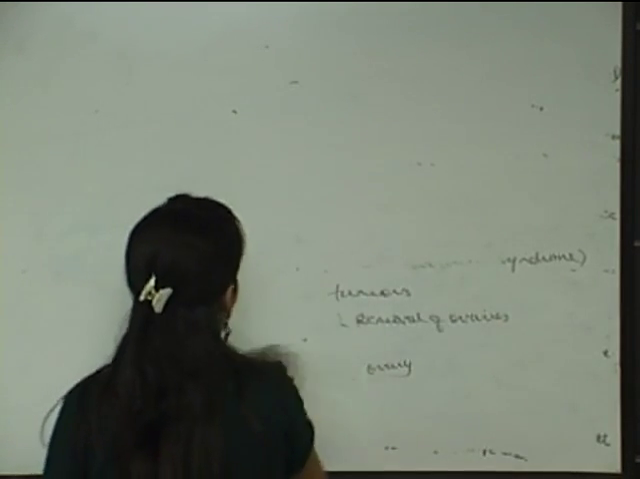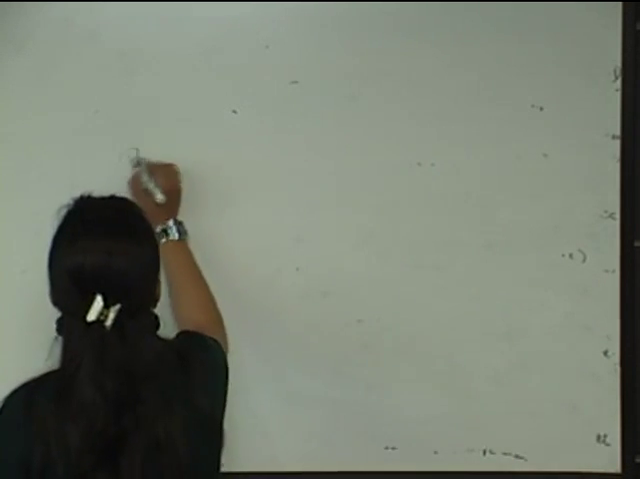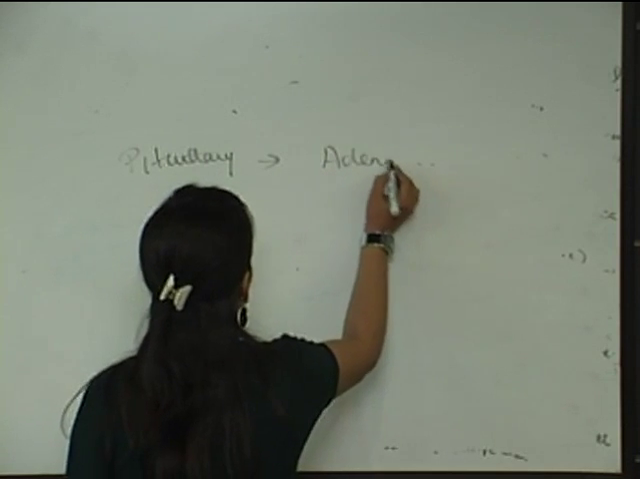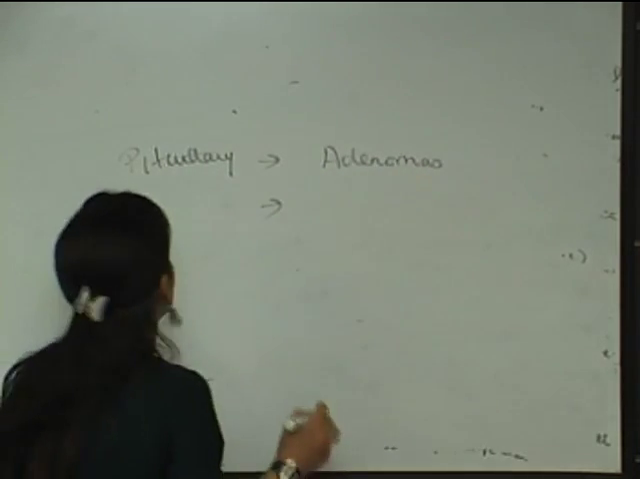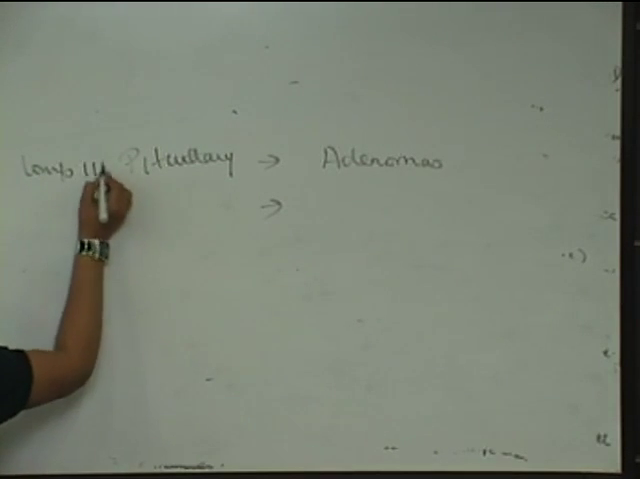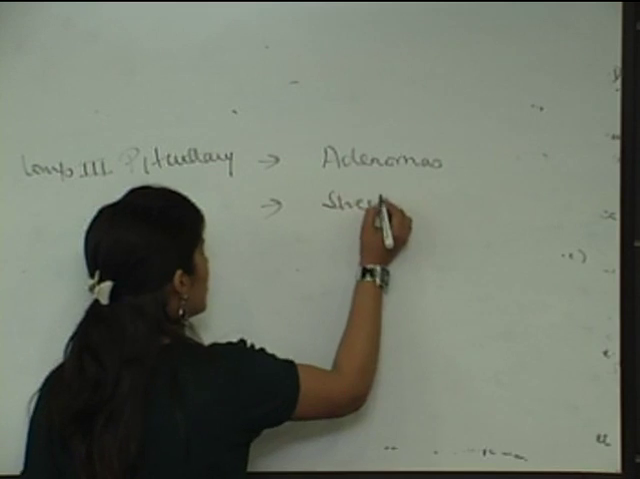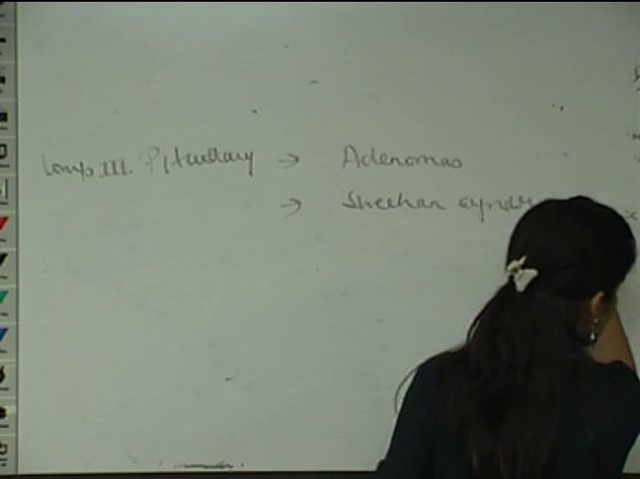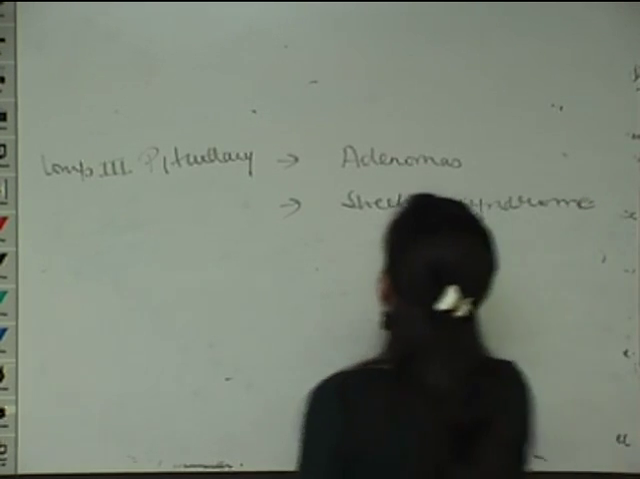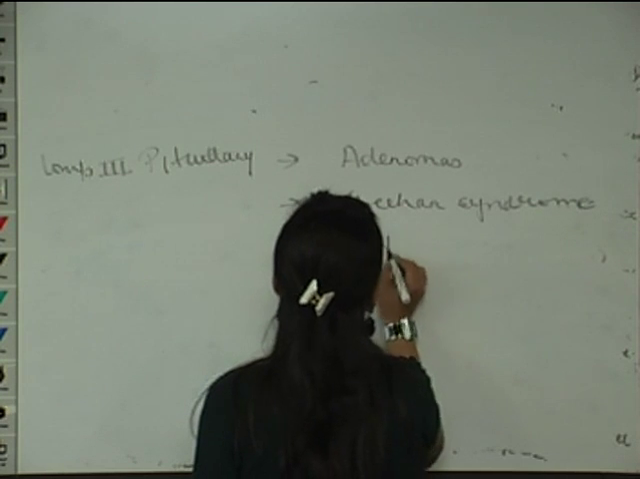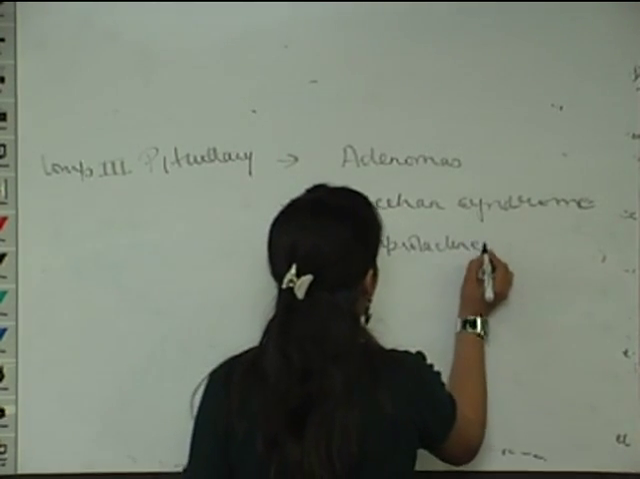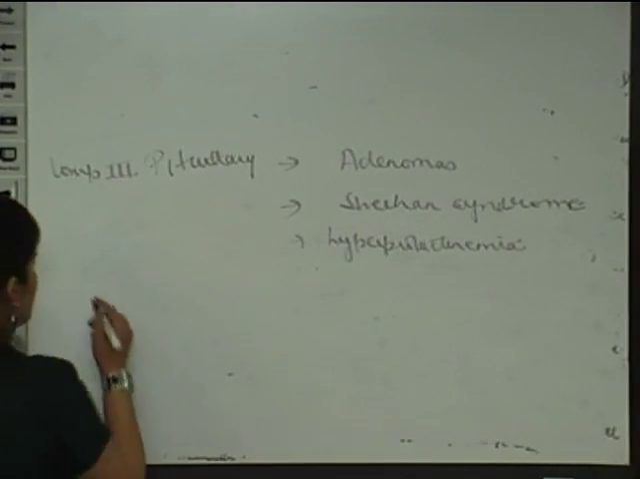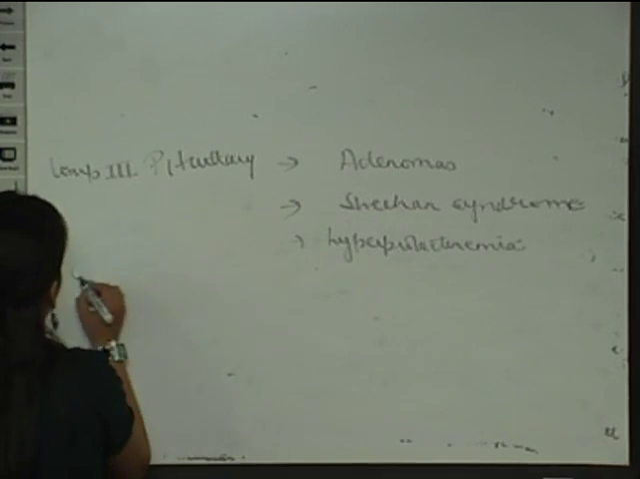Coming to compartment 3, that means causes which are related to pituitary. The cause could be number 1, pituitary tumors like adenomas. It could be Sheehan syndrome. Then it could be hyperprolactinemia. These are some of the important causes which can occur in pituitary, which can lead to secondary amenorrhea.